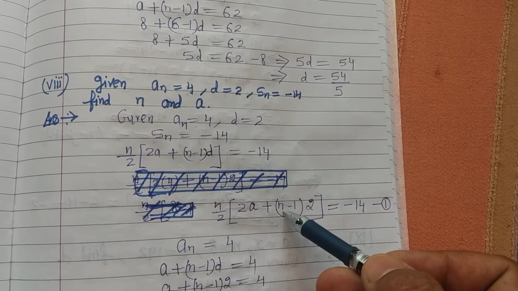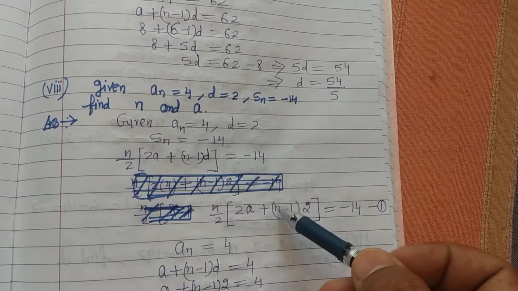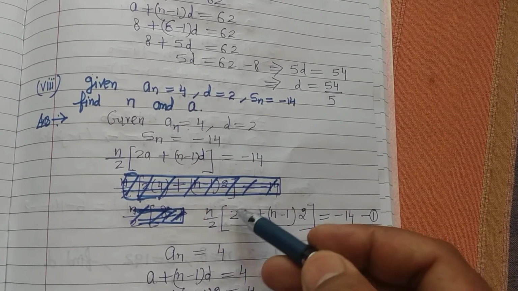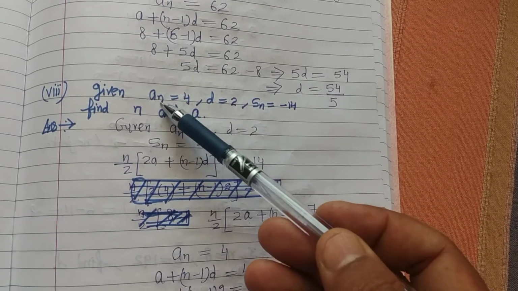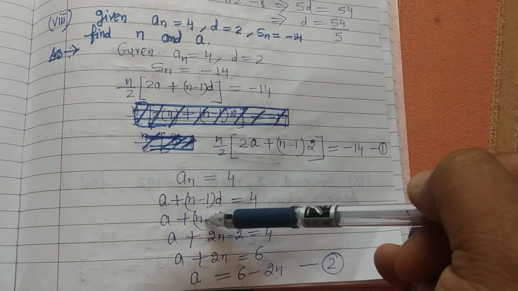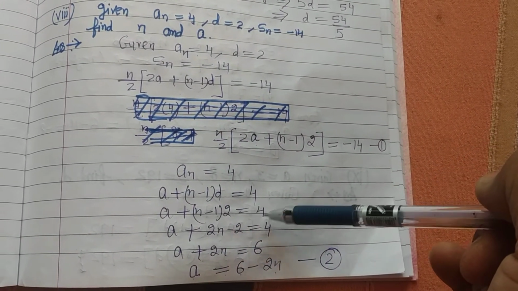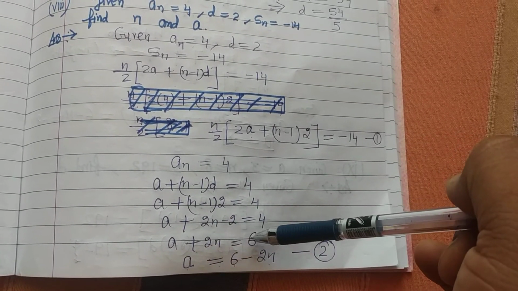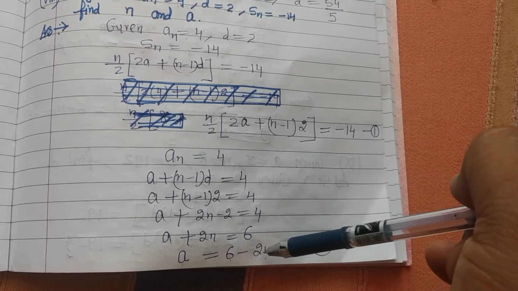We see here there are two variables, n and a, and both are not given to us. So call it equation number 1, because we can't solve it now. Now we will use the nth term, an is equal to 4, that is a plus n minus 1 into d. So a plus n minus 1, d is 2, is equal to 4. So it is coming a plus 2n minus 2 is equal to 4, a plus 2n is equal to 6, and a is equal to 6 minus 2n.